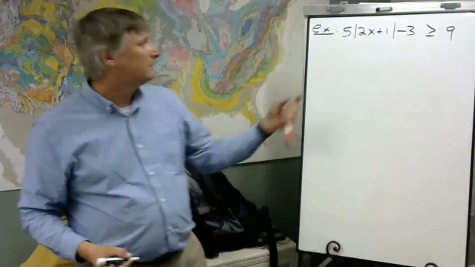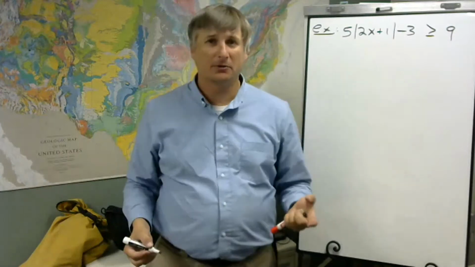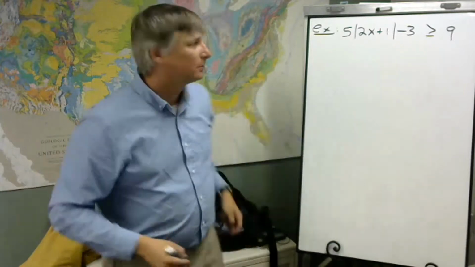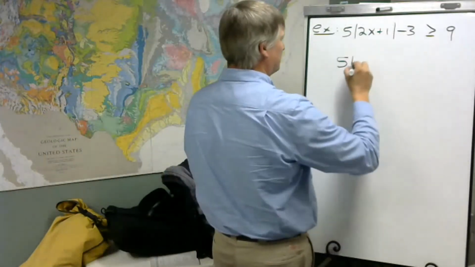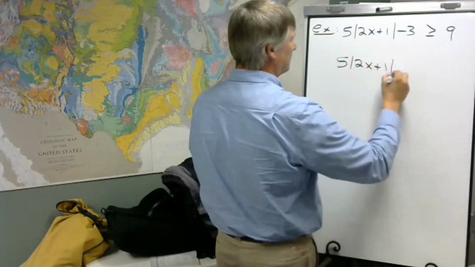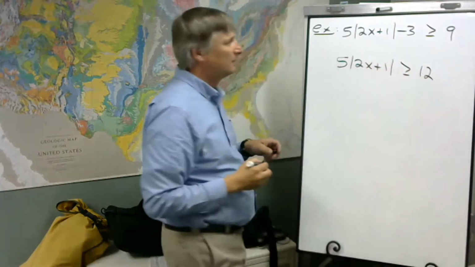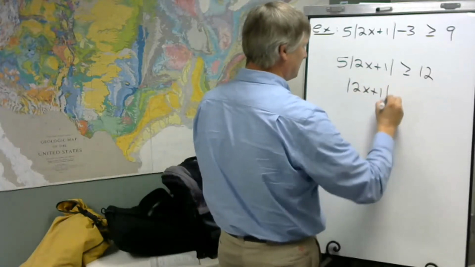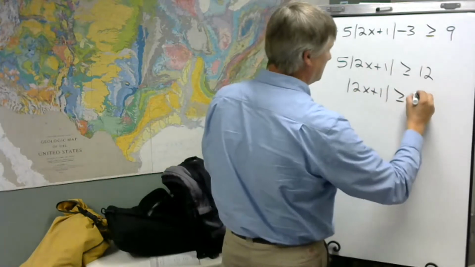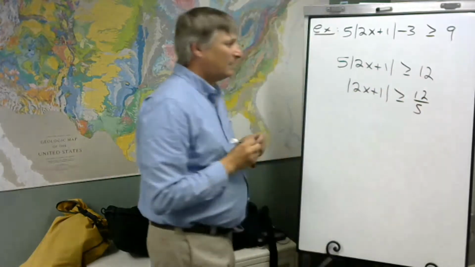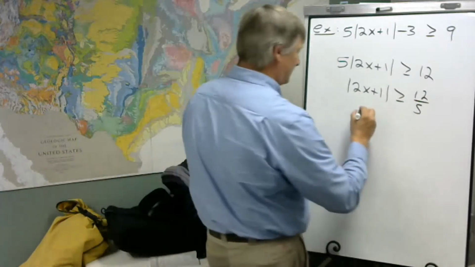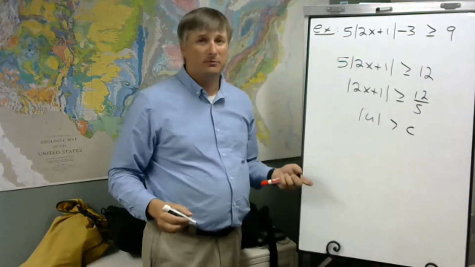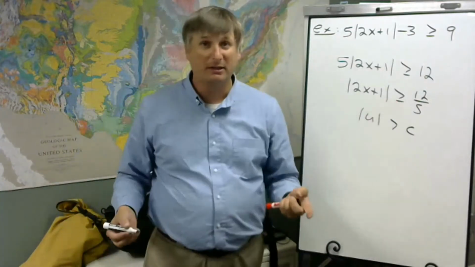Now, what we want to do, let's solve for this absolute value first and then see what kind of type of problem we have. So add 3 to both sides. Divide by 5. So what we get is this. Absolute value of U is greater than C. Yeah, it's okay to have equality. That's all right.